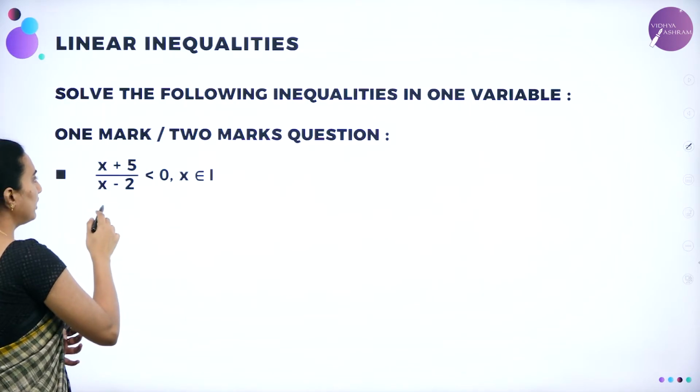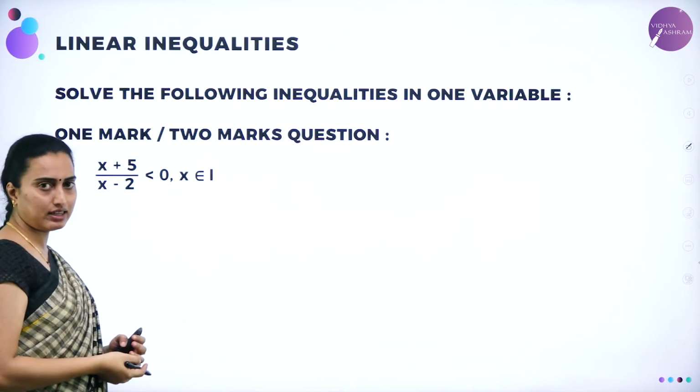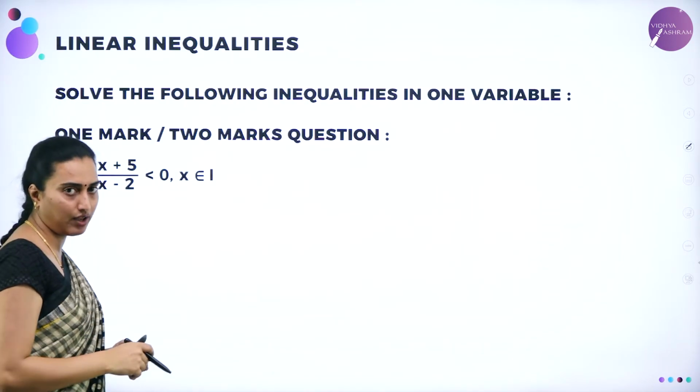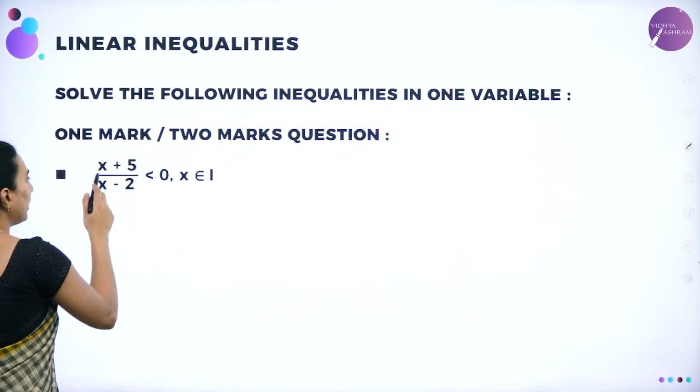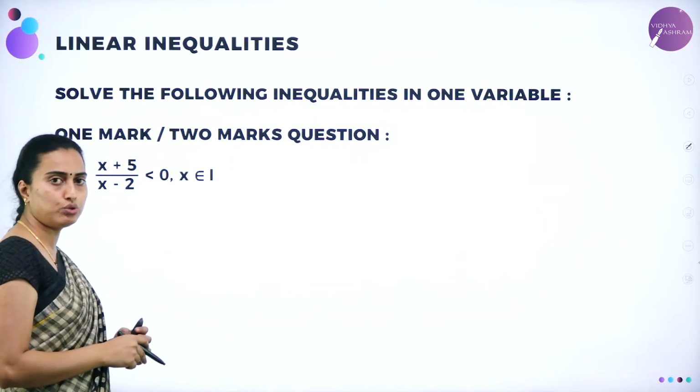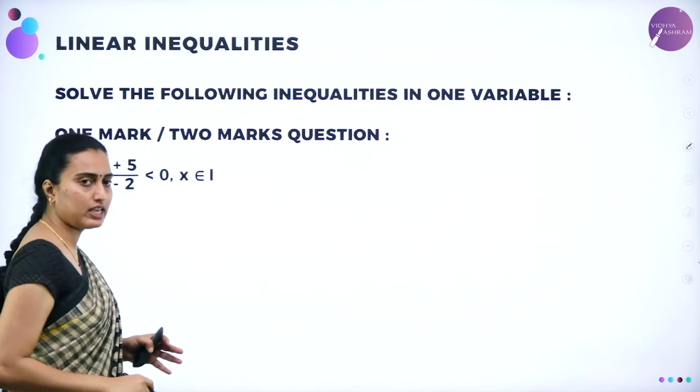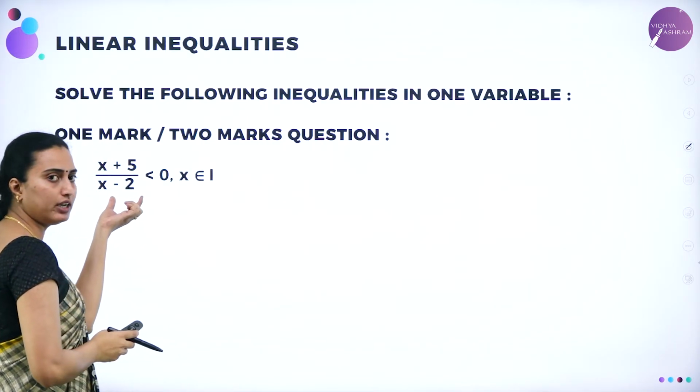x plus 5 divided by x minus 2 is less than 0, where x belongs to integers. Let me solve this one. Here you are getting x plus 5 divided by x minus 2. Multiply throughout by x minus 2, because I do not want it in the denominator.